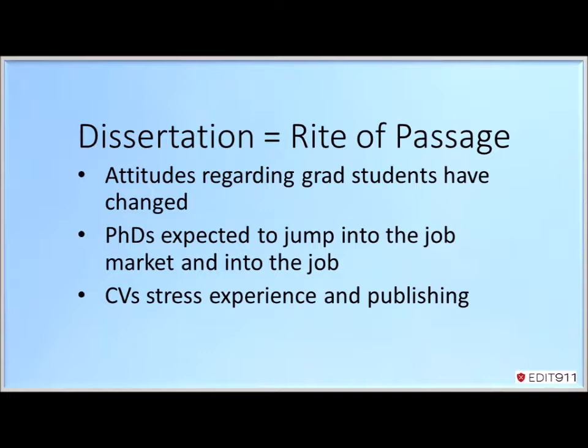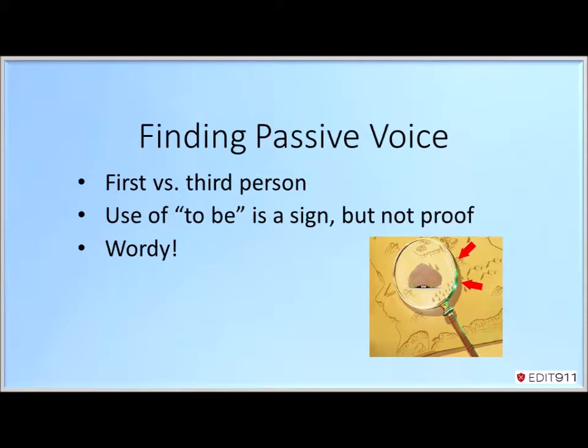Now, one of these places that you can really see this is how very strongly CVs and resumes stress experience and publishing. People seem to want you to have experience even if you don't have experience. And that means that dissertations and pretty much all postdoctoral writing should aim to be direct and powerful, well, not arrogant, but definitely authoritative. And you really only get that with the active voice. So now that we're on the same page about why we want to seek out and destroy passive voice, let's talk about the signals that can alert us that passive voice is taking place.